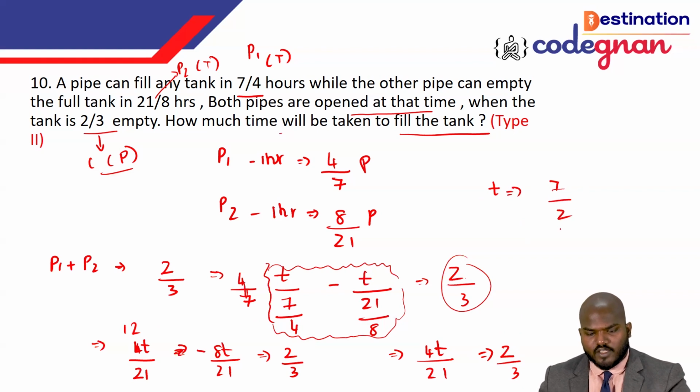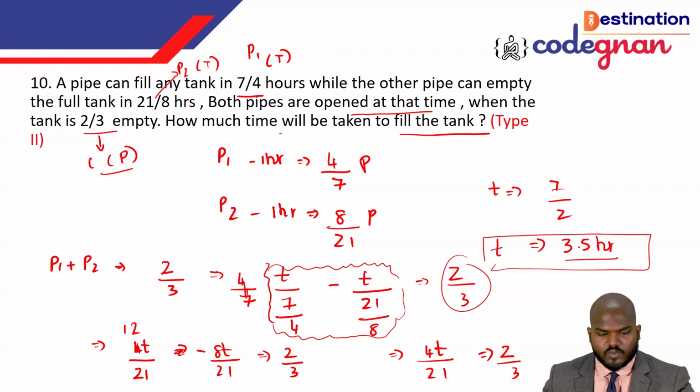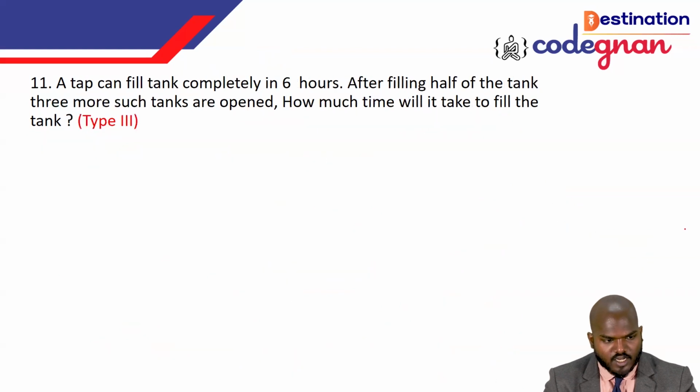If you solve this one, guys, 7 by 2 is nothing but 3.5 hours. This is how you can shoot out the answer for this question. Everyone clear, guys? It just takes 3 hours 30 minutes. Okay, so next question I'll go for here.